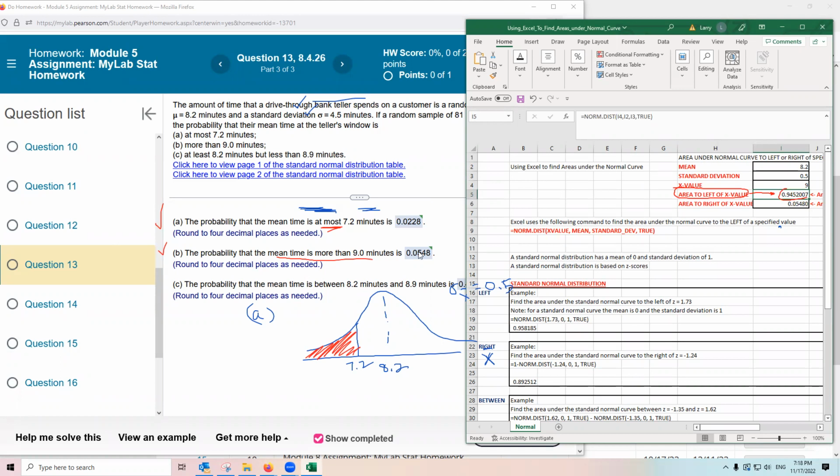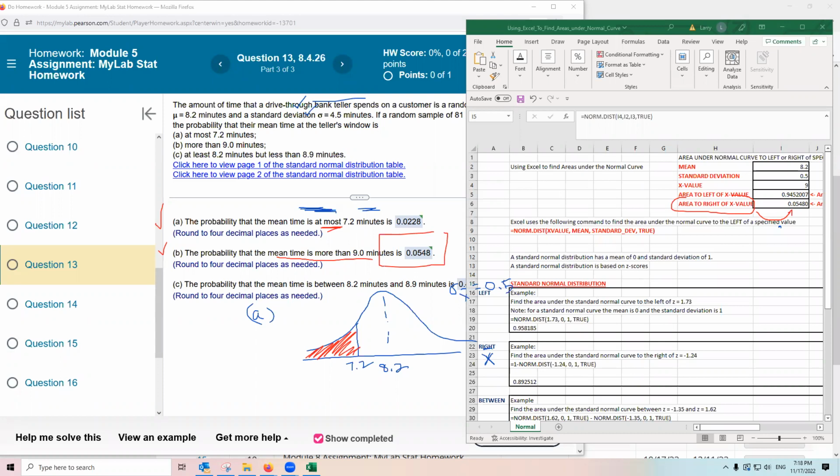And now more than 9 means we want the area going to the right. So in this example, I am going to be interested in the area going to the right. And the area going to the right is 0.0548. So that's the answer to this one.